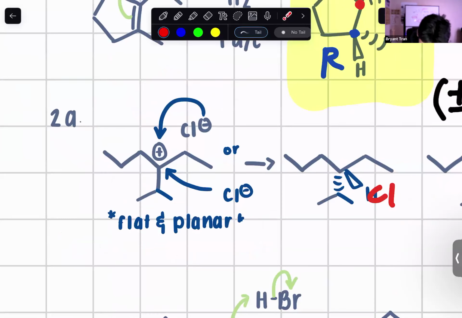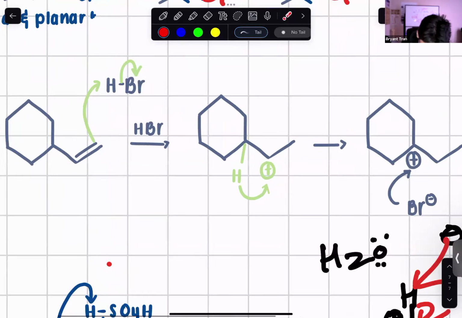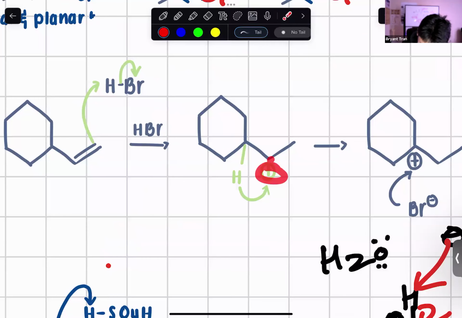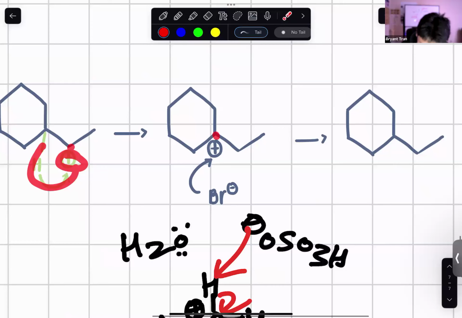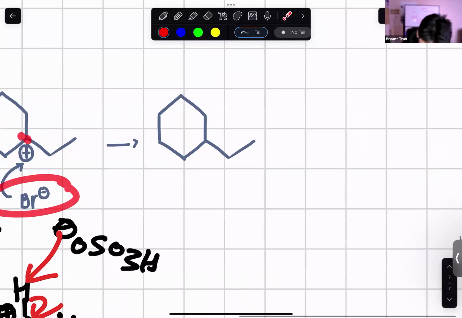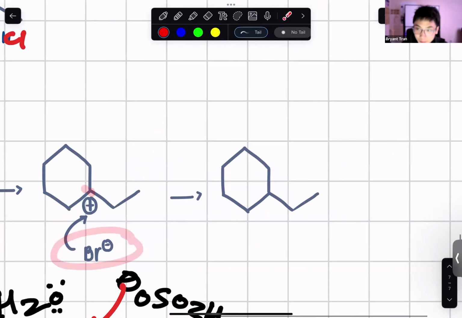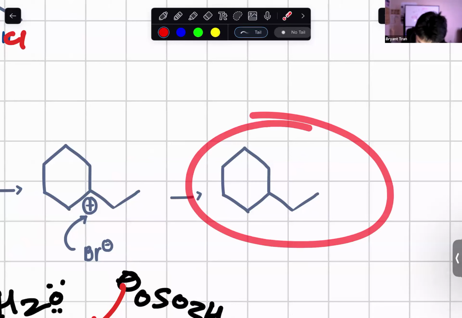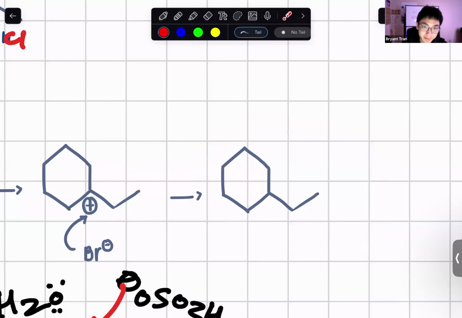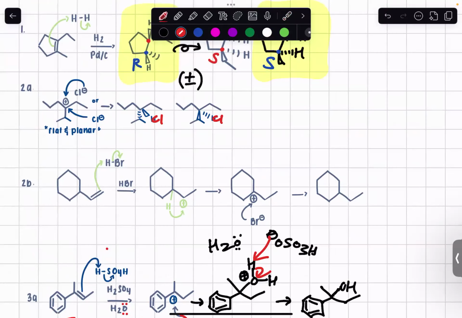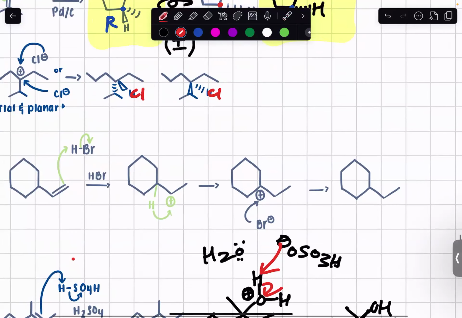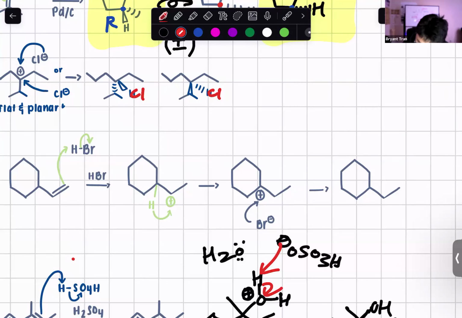That's good. This one, protonate the alkene to form the carbocation, then a hydride shift. That's good. From the more stable carbocation, Br minus attacks that carbon. And based on the last problem we did, what would the final product look like when the bromine attacks this flat and planar carbon? There would be the wedge and dash. Let's say bromine is here. If you choose this to be wedge, this ethyl would be dash.